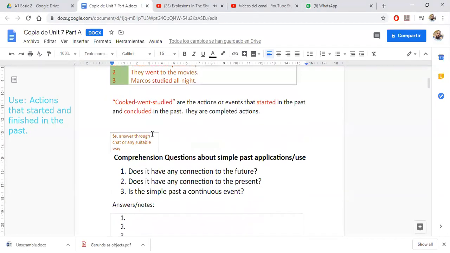Simply that. Now, cooked, went and studied are the actions or events that started in the past and finished in the past. Again, let's change the word concluded to finished in the past. They are completed actions. Very important for you. Completed. This is the keyword, okay? Completed action. An action that is complete is an action that started and finished, okay? So it's an action that is complete.